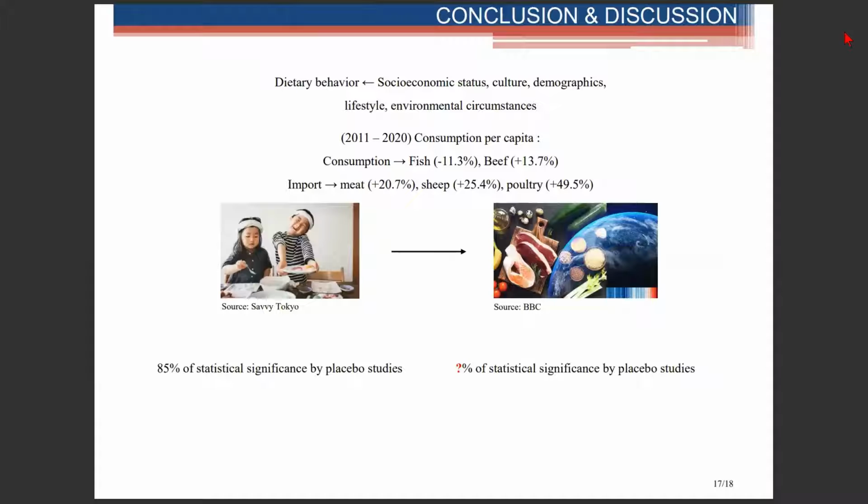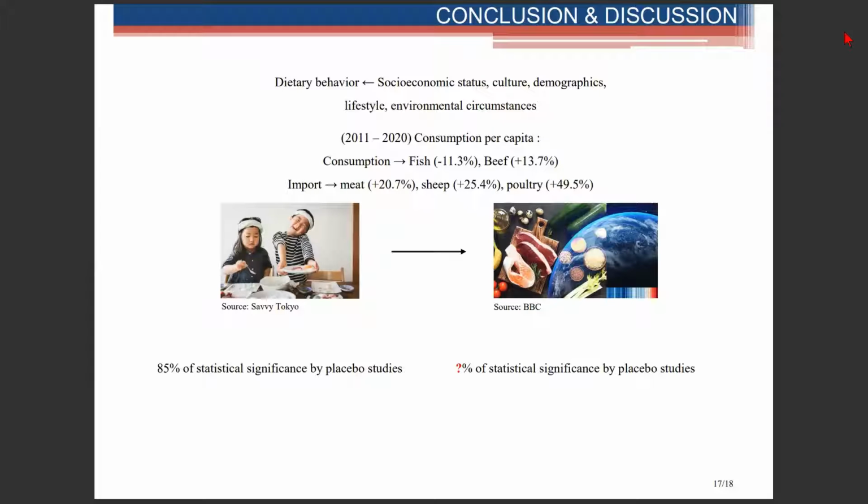Oh, this is my conclusion. I concluded that dietary behavior is affected by various reasons. So I picked one of them in non-medical determinants of health, those are six predictors. Literally, in Japan after the natural disaster, fish consumption decreased and meat consumption increased. Also they imported more meat products, so that could affect their CO2 emission per capita. On the down left side, as I told you before, I show 85% statistical significance by using my placebo studies, Levenhall graphs and MSPE ratio graphs.